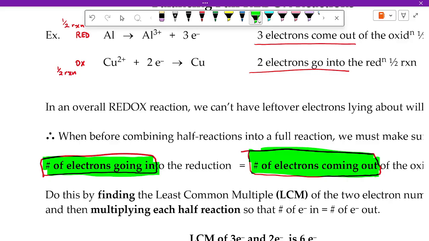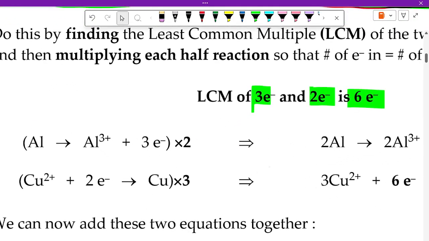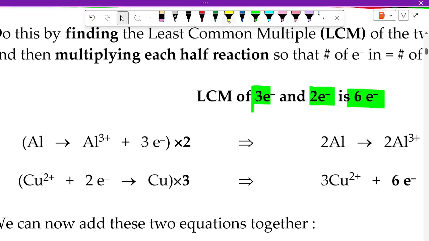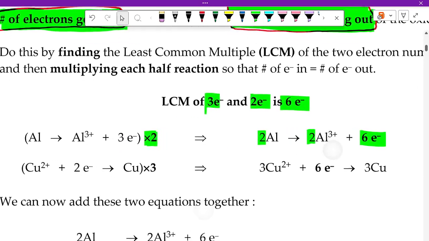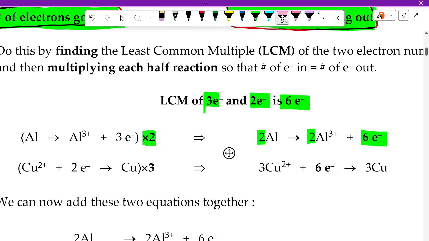Okay? So you find the LCM. The LCM of 3 and 2 is 6. So we say, let us multiply our aluminum half reaction. We're going to multiply that one by 2. So everything in there gets multiplied by 2. We have 2Al, we have 2Al3+, and we end up with 6 electrons. Our copper reaction, we are going to multiply by 3 because that's going to give us 6 electrons. So we have 3 coppers, 6 electrons, and 3 coppers.